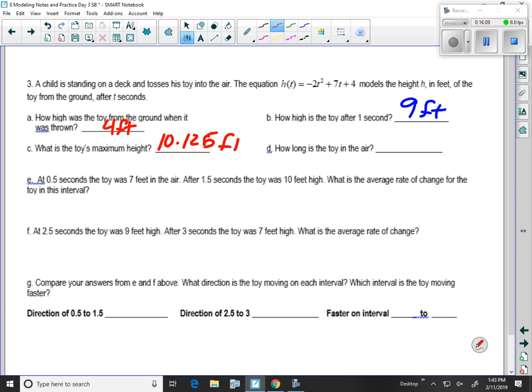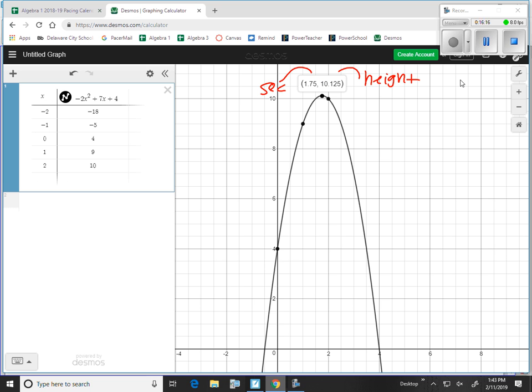How long is the toy in the air? What are we looking for on that one? The x what? Yes, where it hits the ground. Oops, there it is. 4 commas here, so that would be 4 seconds. It takes 4 seconds for it to land.